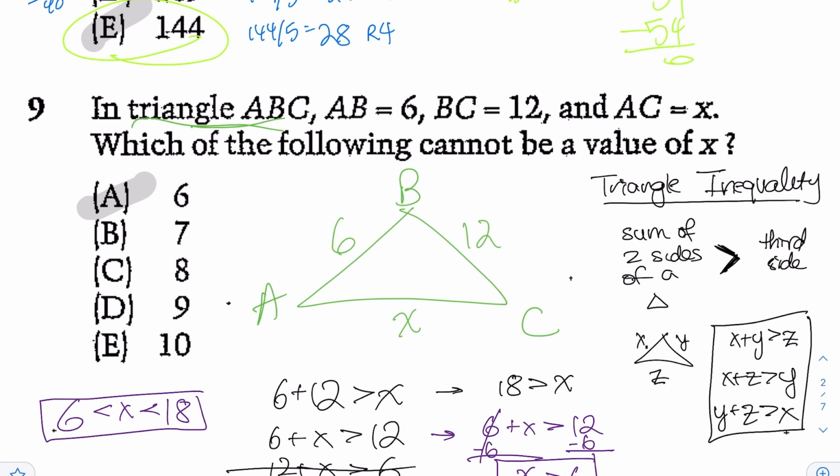So here, all the choices are less than 18, but choice A is not greater than 6. 6 cannot be greater than 6. 6 is equal to 6. And here we have the strict inequality, which means that it doesn't include the endpoint. So that's important. Here, it doesn't include 6 or 18.